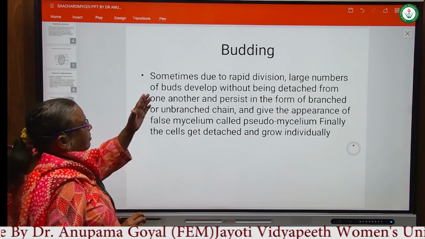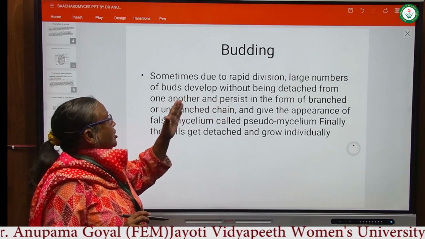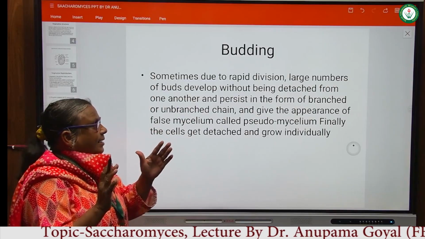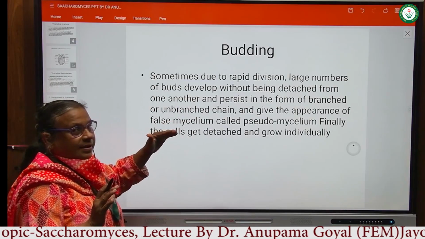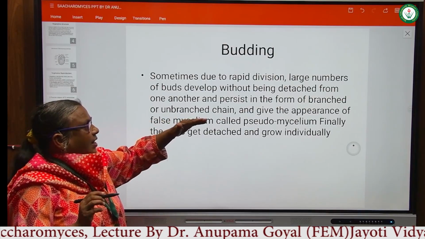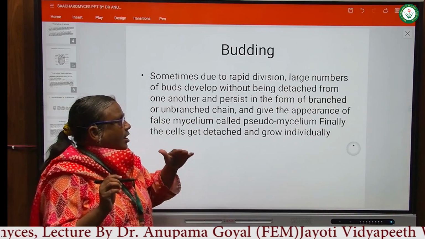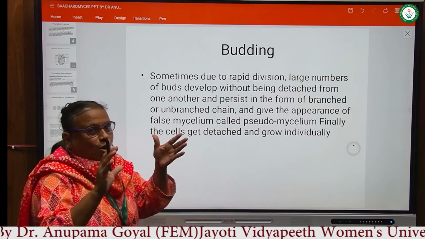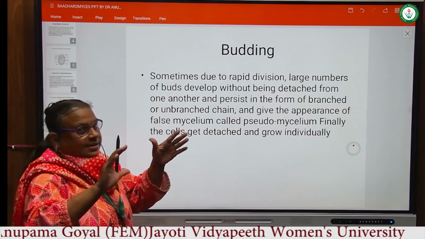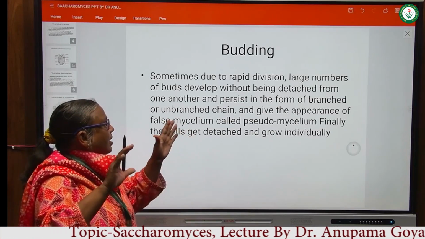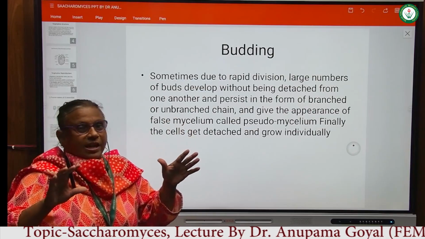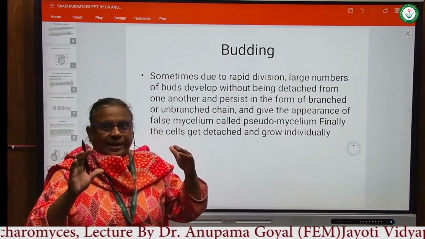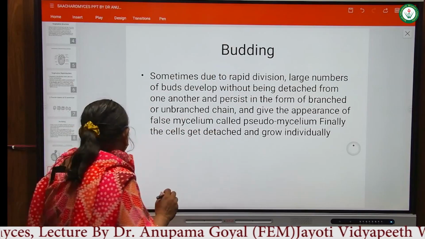Sometimes due to rapid division, a large number of buds develop without being detached from one another and persist in the form of a branched or unbranched chain, giving the appearance of a false mycelium called pseudomycelium. This means when a large number of buds develop, they do not get separated from the mother cell or from one another. Finally, the cells get detached and grow individually.